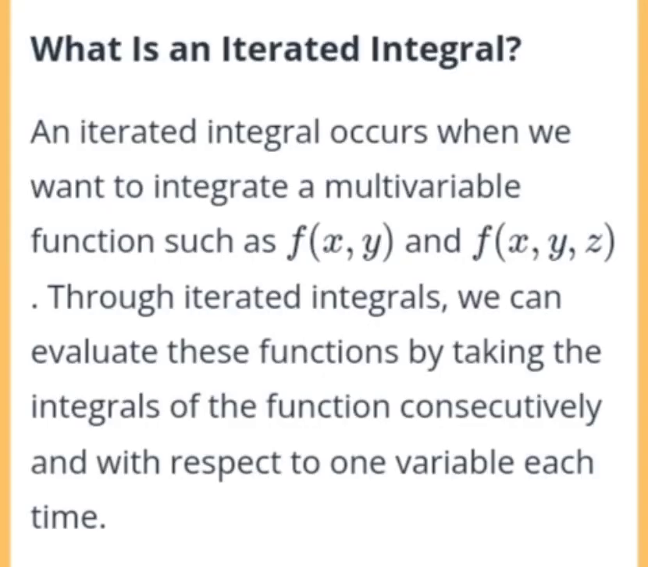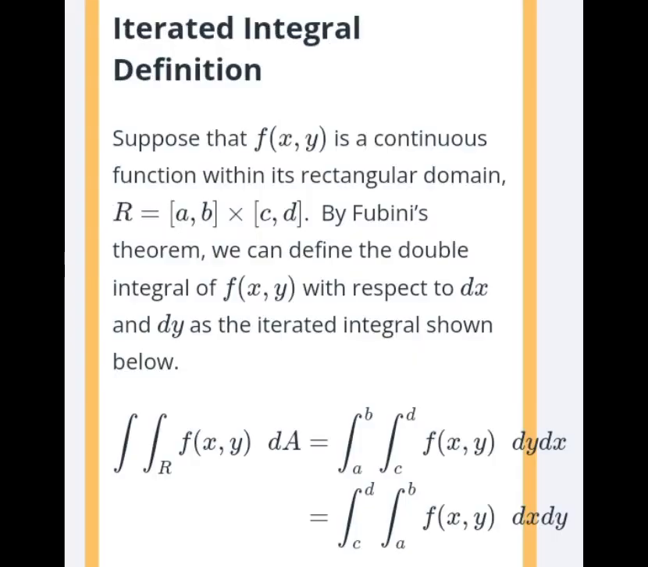What is an iterated integral? An iterated integral occurs when we want to integrate a multivariable function such as f of x, y, and f of x, y, and z. Through iterated integrals, we can evaluate this function by taking the integrals of the function consecutively and with respect to one variable each time. So suppose that f of x, y is a continuous function within its rectangular domain.